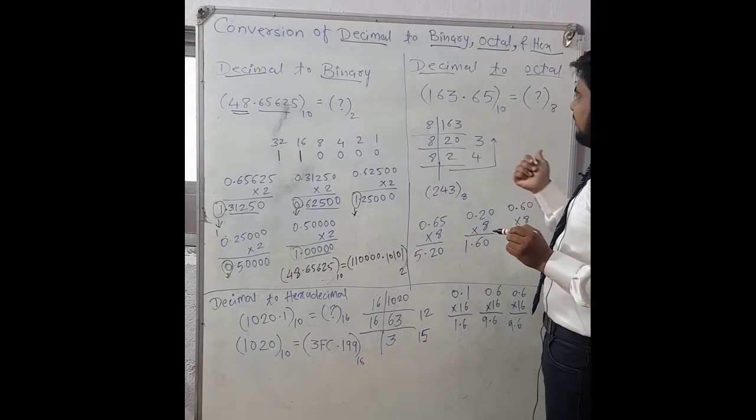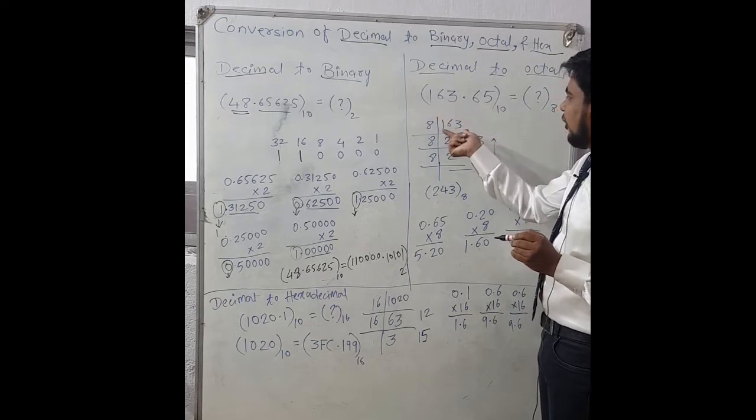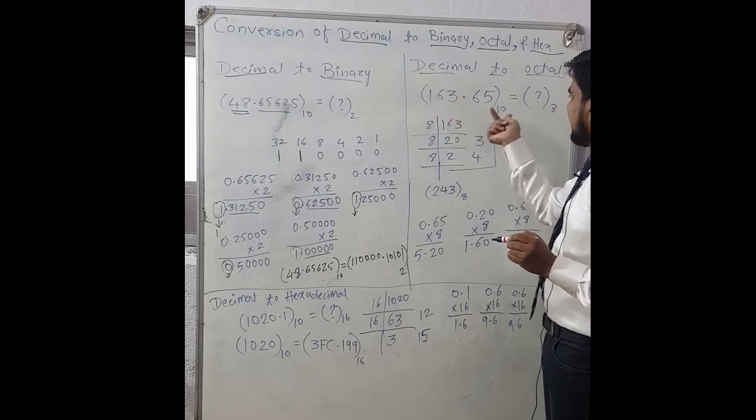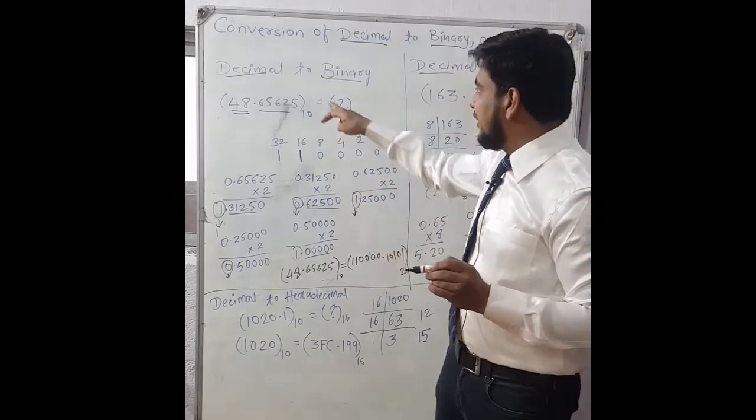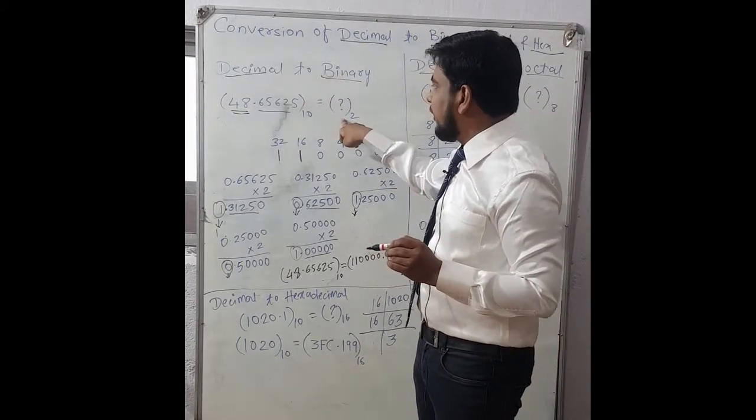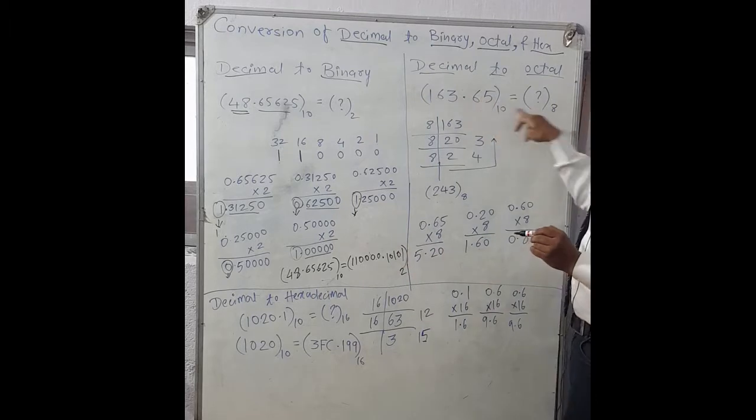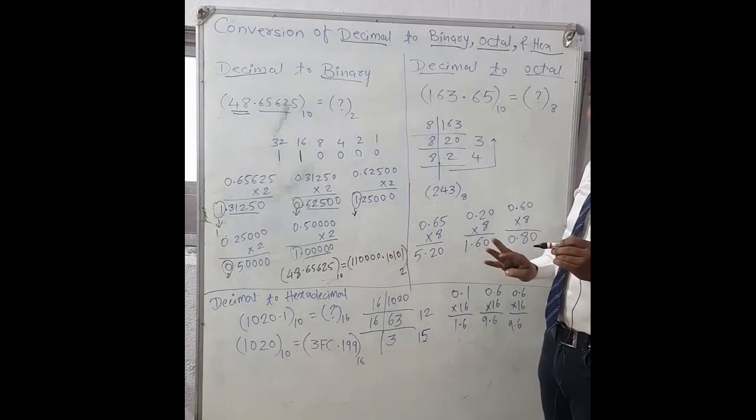So this is 163.65. First we will convert 163 from decimal into its octal equivalent. So what is the procedure? As we have seen in decimal to binary, we have to divide by 2. Here the same procedure, we have to divide by 8. Whatever the base we have to convert to, we have to divide by that number.